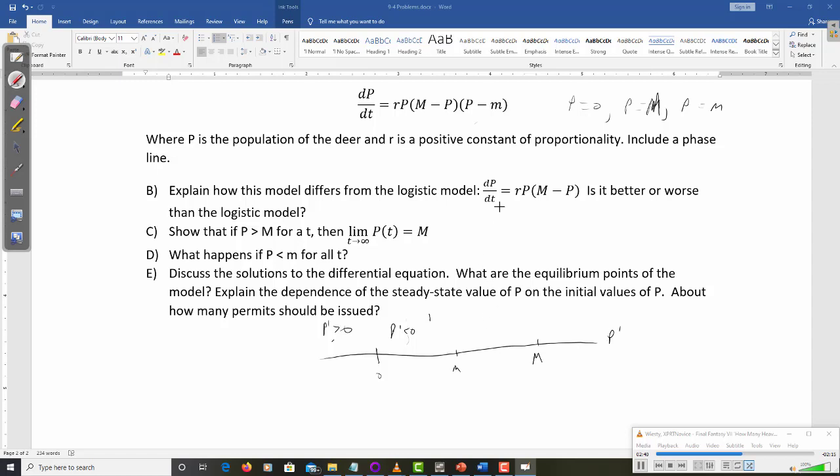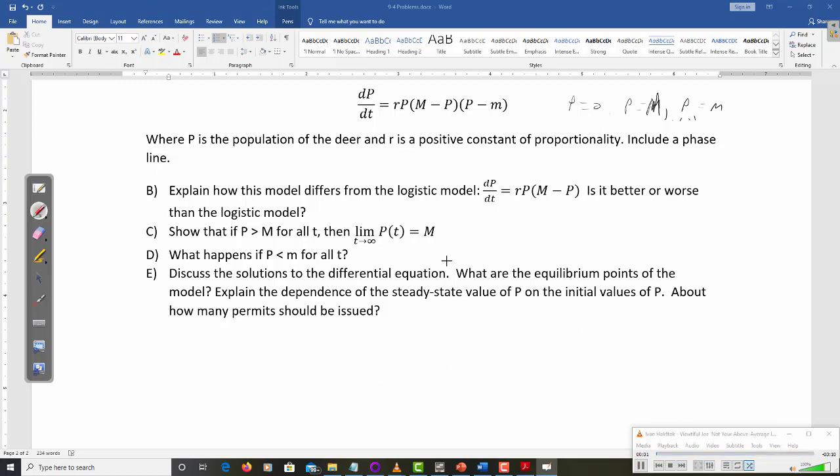On the other side of little m, this would now be positive, this would be positive, and this would be positive, so p prime greater than 0. And on the other side of big M, this would now be negative, this would be positive, and this would be positive, so p prime would be less than 0.